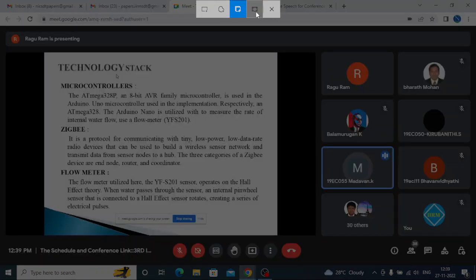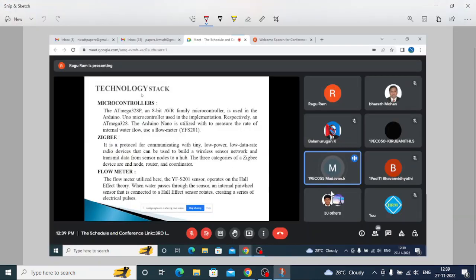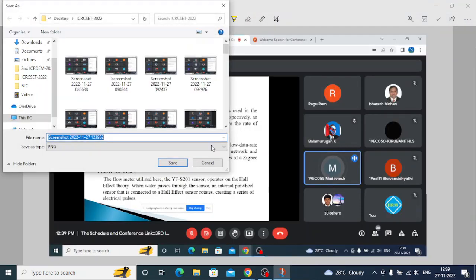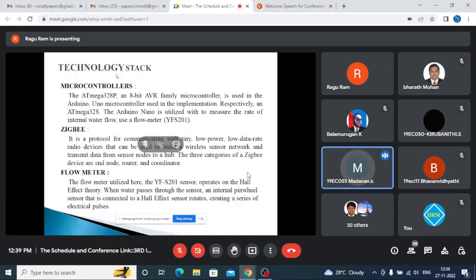We use the water flow meter YFS201. ZigBee is a protocol for communicating with a tiny, low power, low data rate radio device that can be used to build a wireless sensor network and transmit data from sensor nodes to the hub. The three categories of a ZigBee device are end node, router, and coordinator.